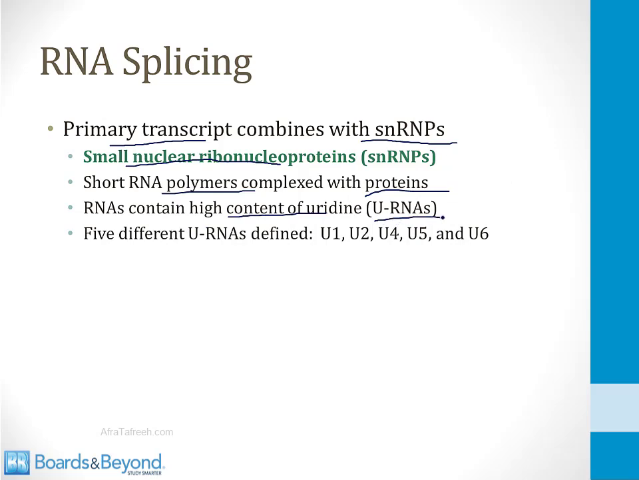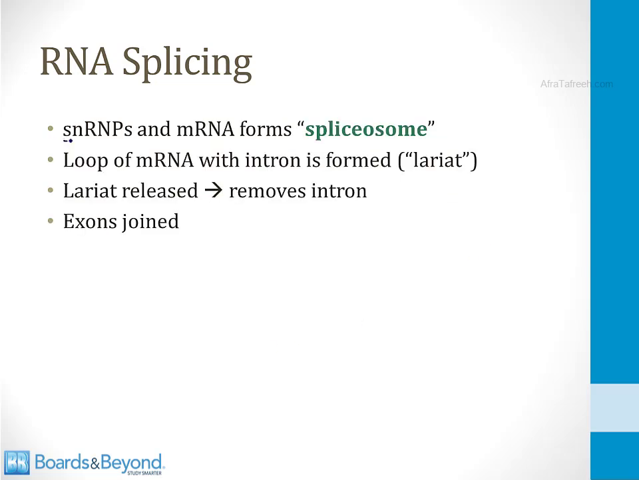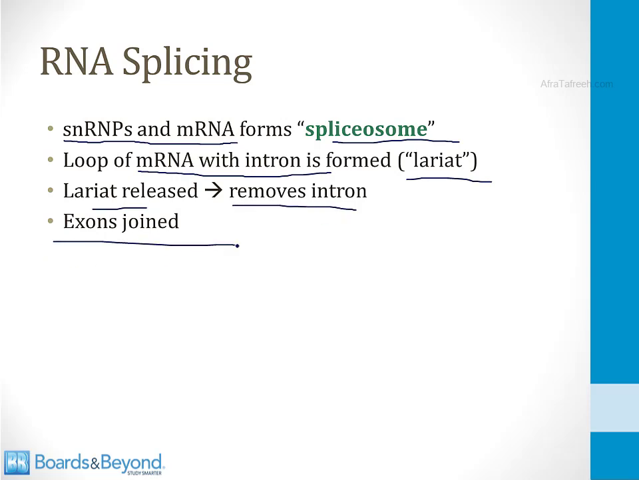You will read in your textbook that snRNPs have lots of uRNA. And there are 5 different subtypes of uRNAs that have been identified: U1, U2, U4, U5, and U6. When the snRNPs and the mRNA bind together, the entire structure is called a spliceosome. At this point, a loop of mRNA containing the intron will be formed. This loop is called a lariat. The lariat will then be released, and that takes the intron away with it, and then the exons are joined.